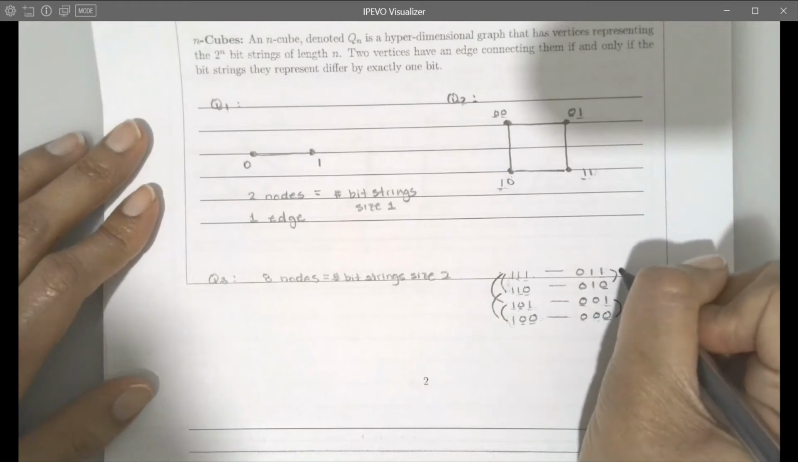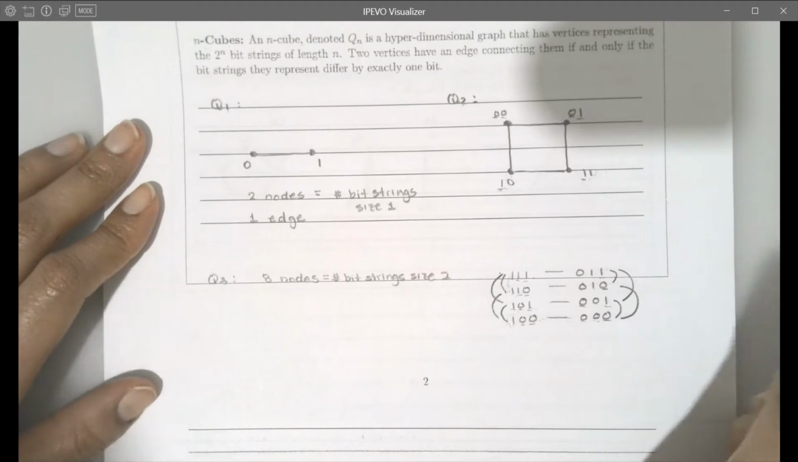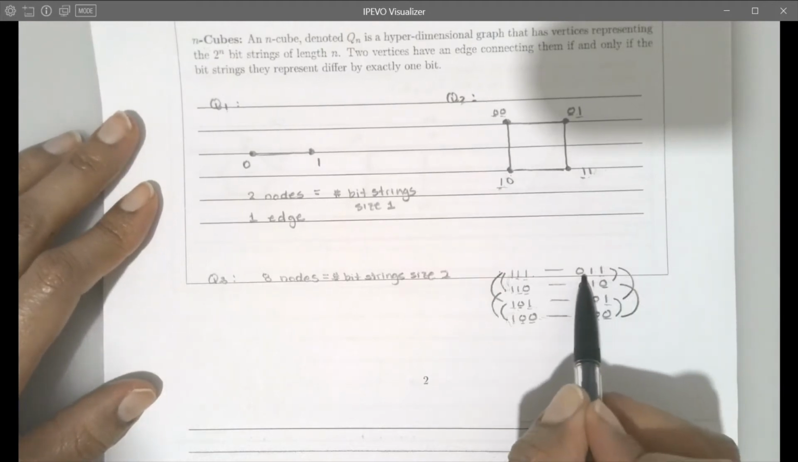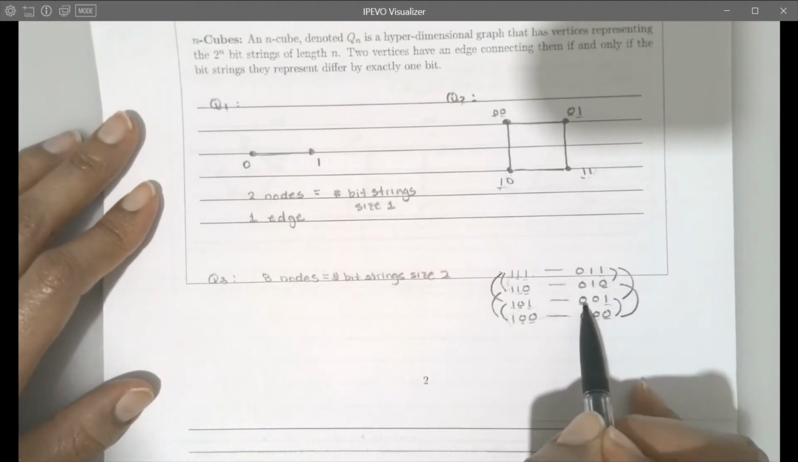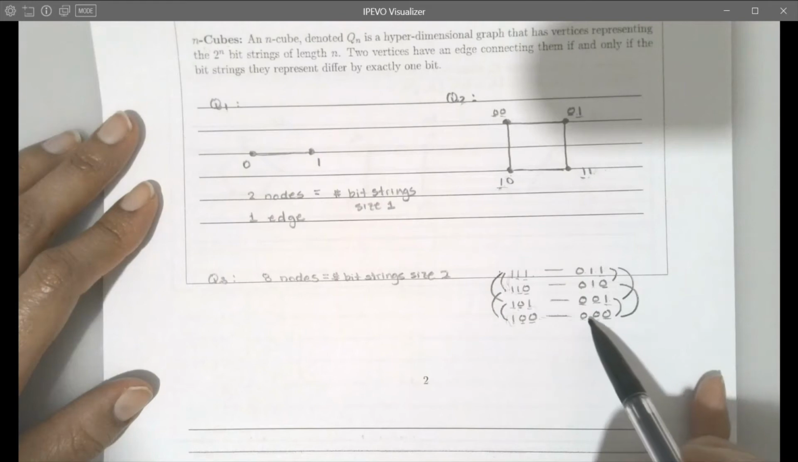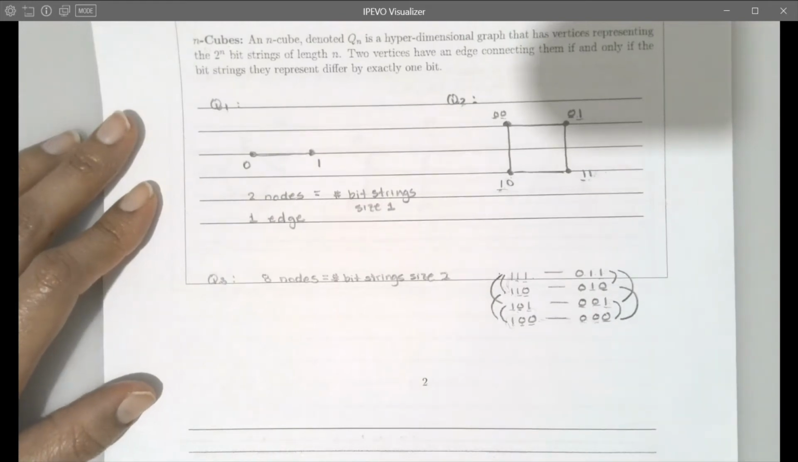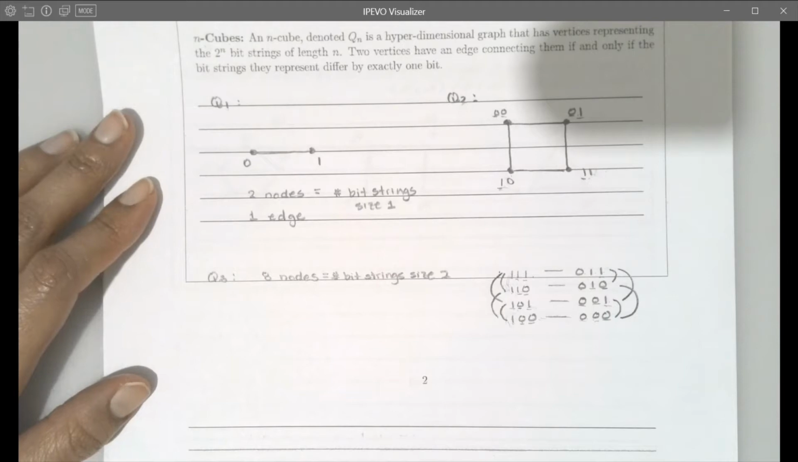And the same is going to apply on the right hand side. We're going to have a connection there. Again, you can go ahead and verify 011 is different from 001 just in the second bit. 010 is different from 000 just in the second bit. Right. Now those are all the connections that we can find. So now we're going to draw the graph.